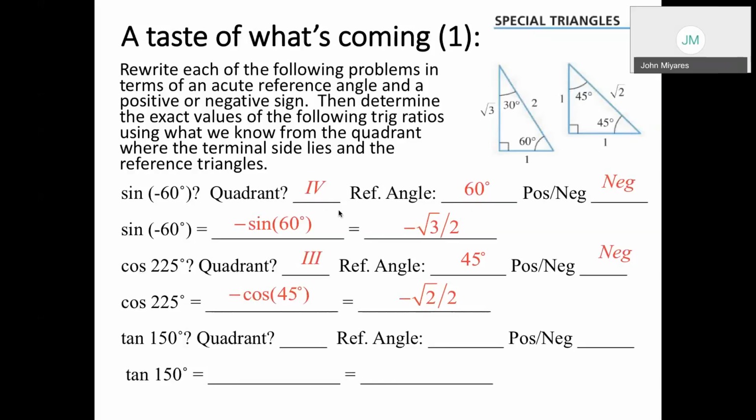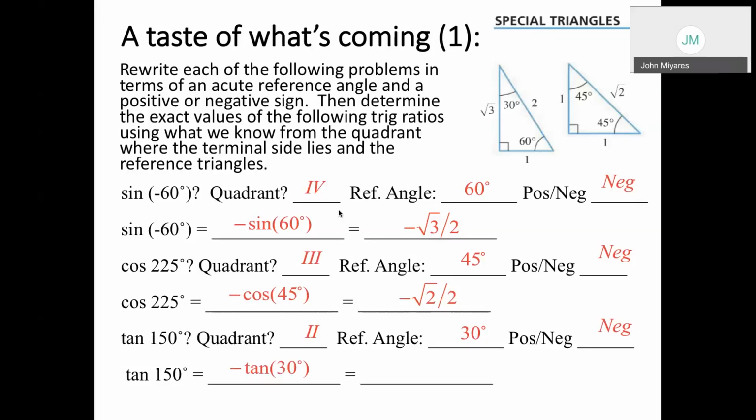All right, 150 degrees lies in quadrant 2. 150 degrees is only 30 degrees away from the negative x-axis, so our reference angle will be 30 degrees. Tangent is positive in quadrants 1 and 3, so it will be negative in quadrant 2. So what I'm going to look to do is rewrite the tangent of 150 degrees as the negative tangent of 30 degrees. Negative because it's in quadrant 2, 30 degrees because that's the reference angle.